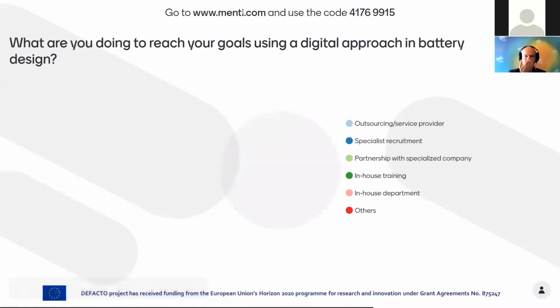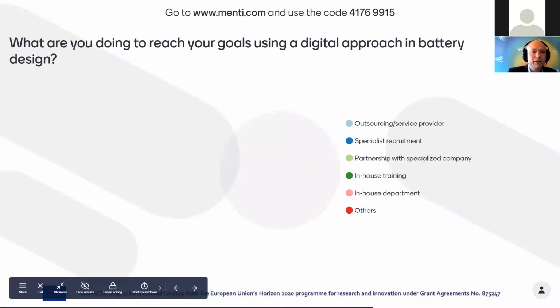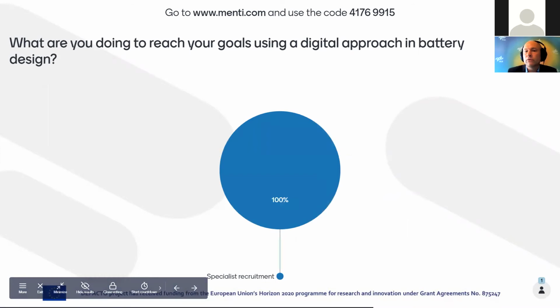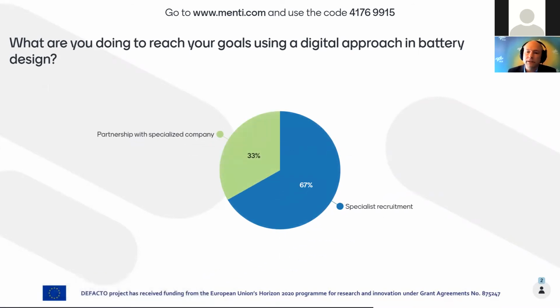Good. So what are you doing to reach your goals using a digital approach in battery design? Of course, there are different strategies which you could choose. You could just outsource, take a service provider, some engineering company, or a research institution like ours. You can hire the right persons. You can go in for a long-term partnership with some specialized company.